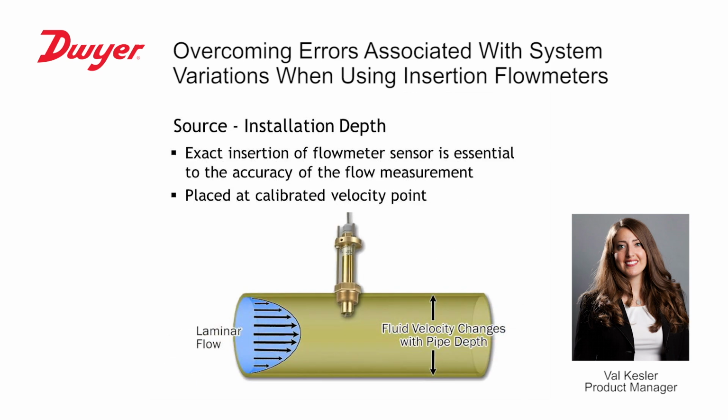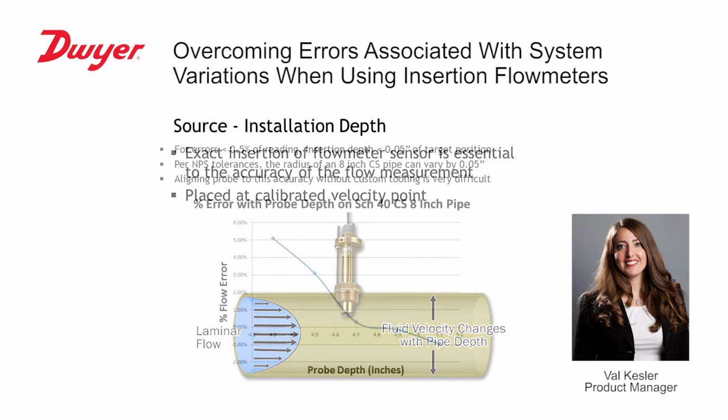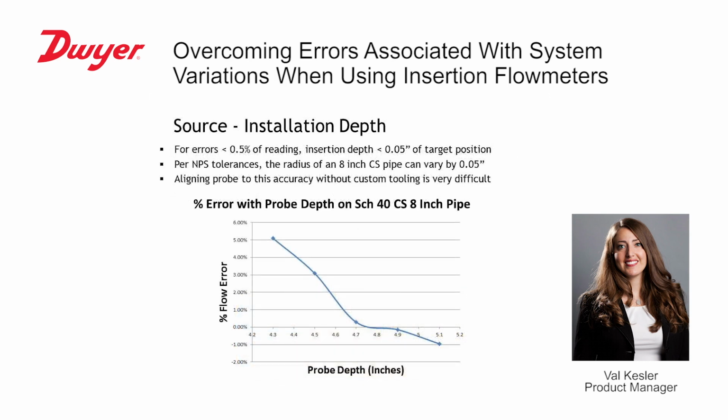Now you'll see this also play an effect in the next source of error, which is the installation depth. It's extremely imperative for insertion flow meters that their actual insertion depth is where it needs to be. Particularly, it needs to be placed where the calibrated velocity point was when the unit was manufactured. You have to keep in mind that you can actually get errors of 0.5% of reading. You have to make sure that your insertion depth is within 0.05 of an inch in order to ensure that you're getting less than 0.5% of reading error on your flow meter.